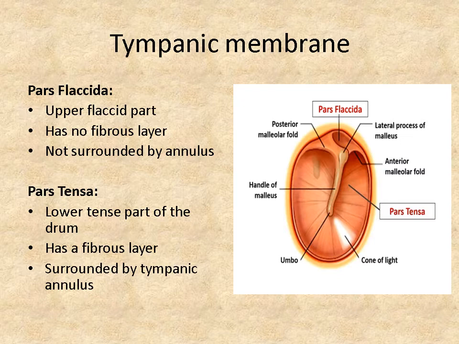What's the difference between the pars flaccida and the pars tensa? The pars flaccida is the flaccid part that has no fibrous layer and is not surrounded by the tympanic annulus, whereas the pars tensa is the lower tense part that has a fibrous layer and is surrounded by the tympanic annulus. What do you think? Which part is more liable to tympanic membrane rupture upon receiving a slap on the face, as an example? Definitely the pars tensa, because it will resist moving back and forth because of the tense fibrous layer.